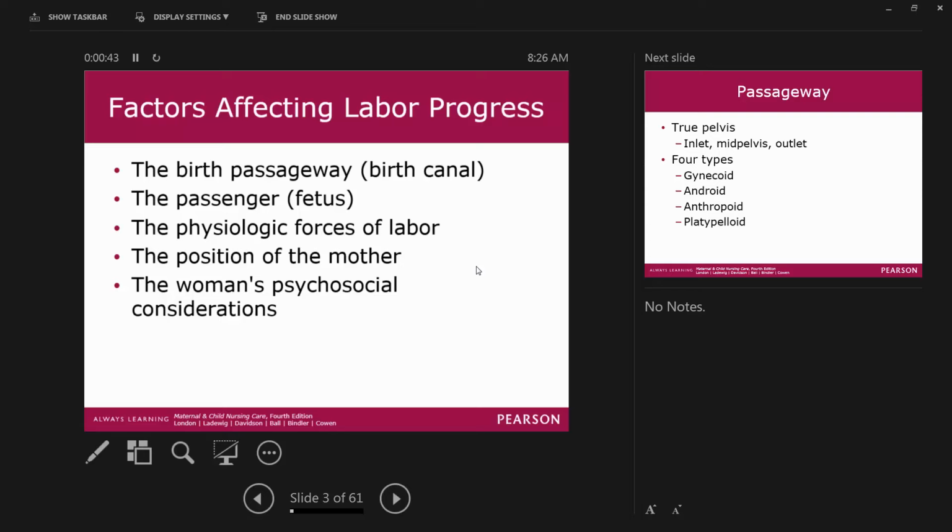The birth passageway, or the birth canal, has a lot to do with whether this baby is going to have a functional labor and a successful vaginal delivery. The passenger, which is the fetus, how that fetus is in there or how big that fetus is, will tell us whether or not we're going to have a functional labor and a successful vaginal delivery. So these two things right there, well, I guess in the next one as well.